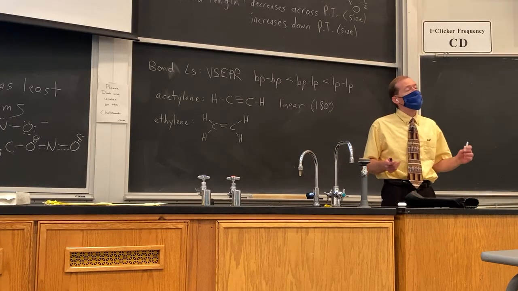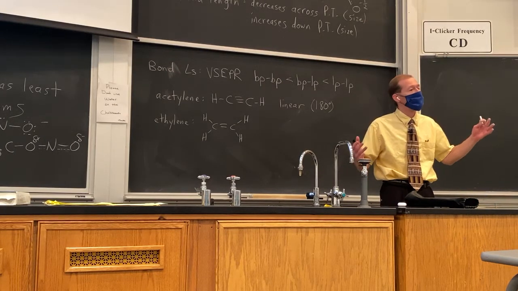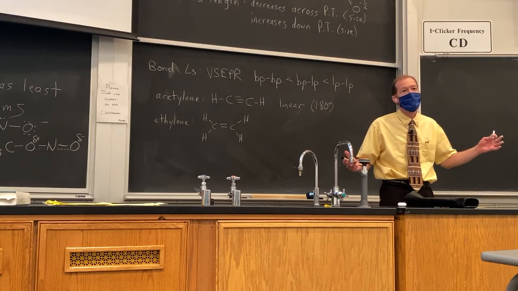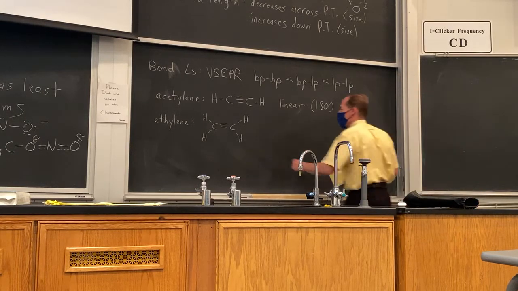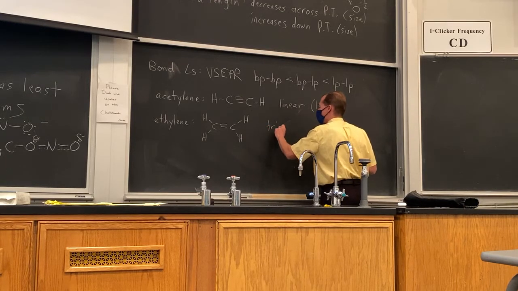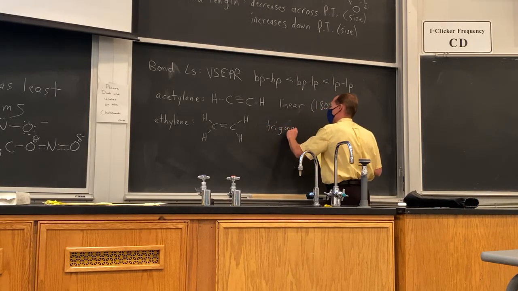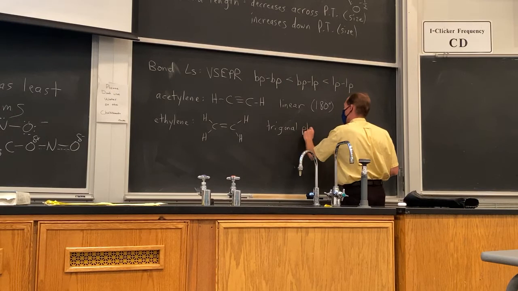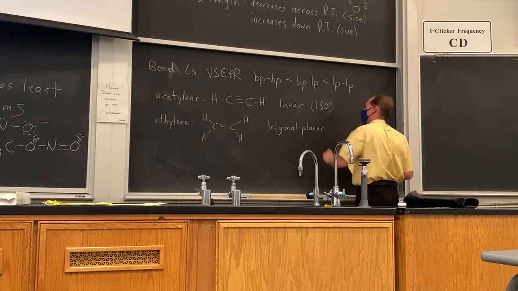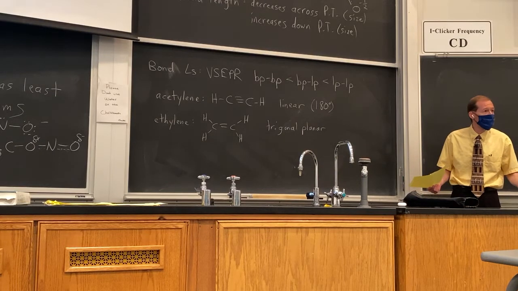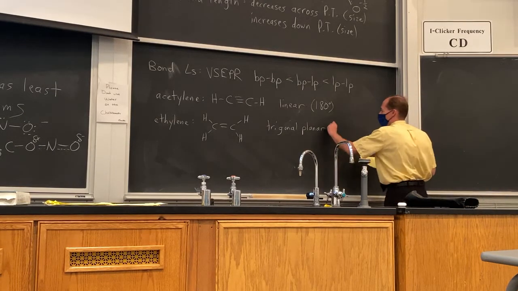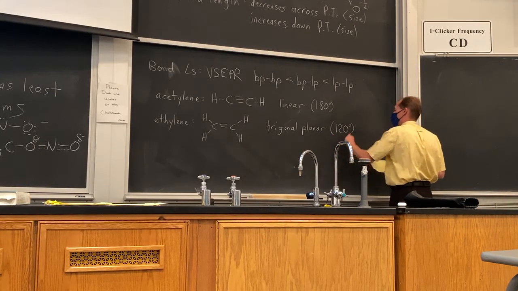What is the way that we can arrange three groups in space to get them as far apart as possible? Trigonal planar is what we call it. Okay, so they're all going to be in the same plane, and the arrangement they have in that plane is known as trigonal. Okay, and what is our bond angle for trigonal planar? 120. Okay, very good.